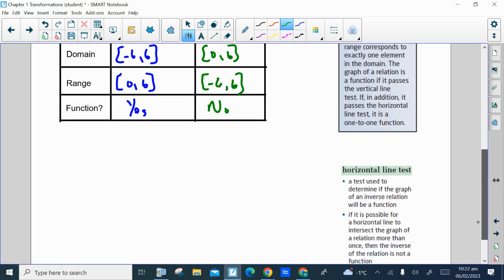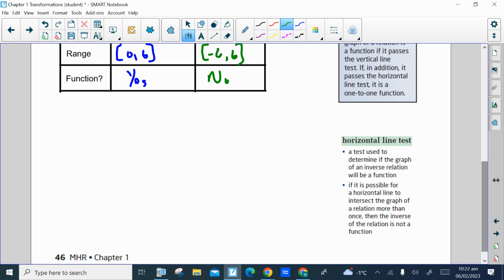So again, it talks on the bottom there about the horizontal line test, a test used to determine if the graph of an inverse is a function. If it is possible for a horizontal line to intersect the graph of the relation more than once, then the inverse is not a function.